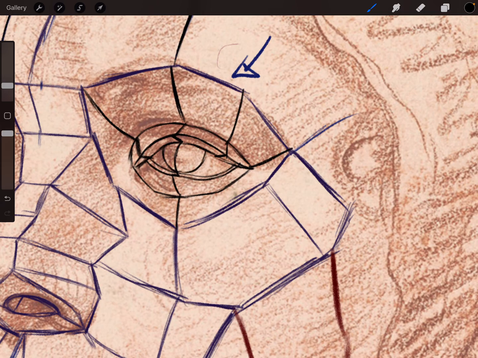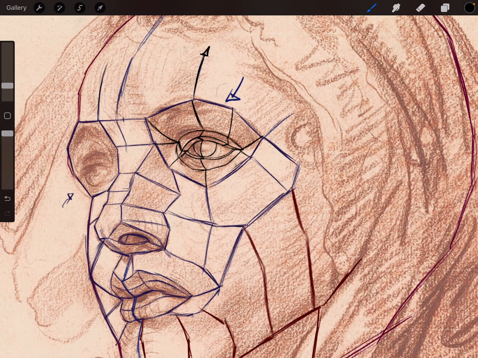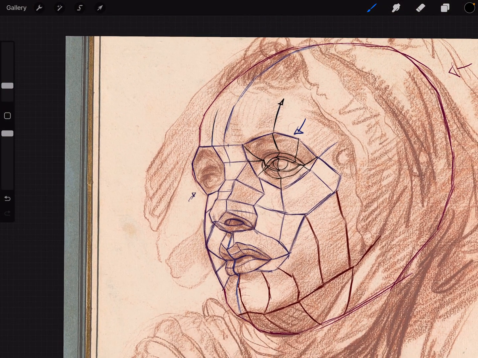And the big thing is, always make sure the lines connect. Right? I'm always going in here and reconnecting all the lines so that they all feel like they're actually describing that volume of the eye, okay? Does that make sense to everybody?